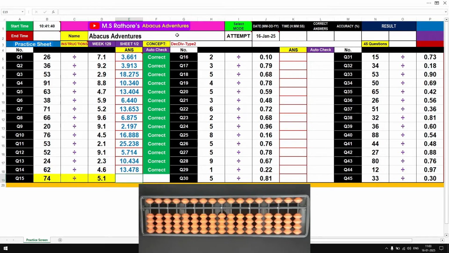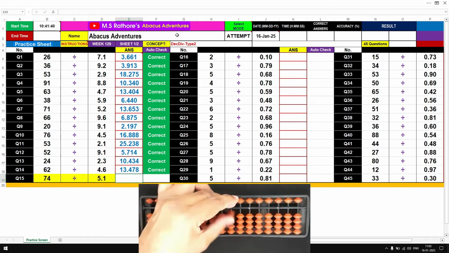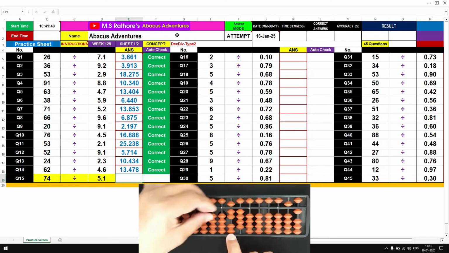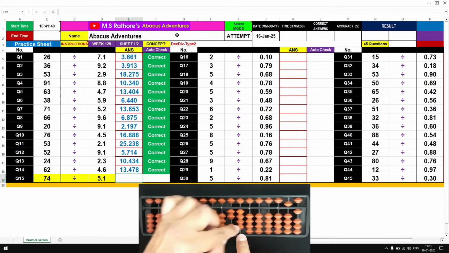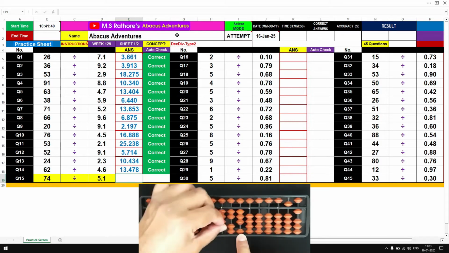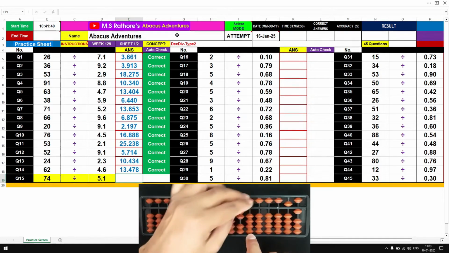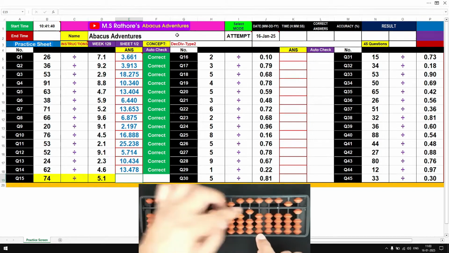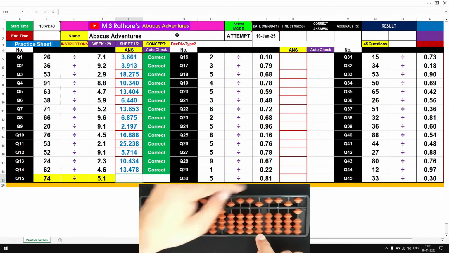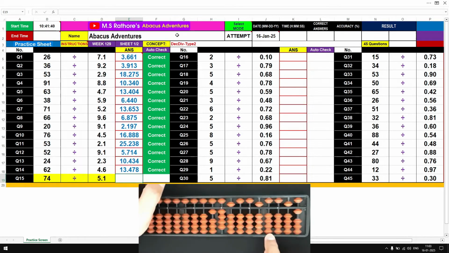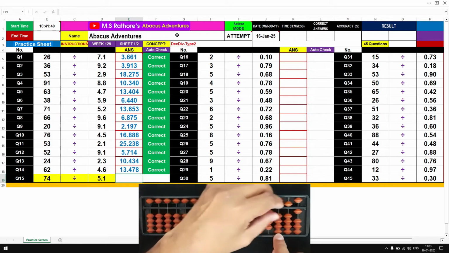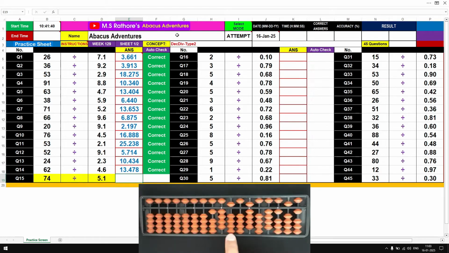Question number 15, 74 divided by 5.1, 74 divided by 51, my finger is below 7, 5 1s are minus 5, 1 1s are minus 1, 5 4s are 20, 1 4s are minus 4, 5 5s are 25, 1 5s are minus 5, 5 zeros are 0, 1 zeros are 0, new value is 50 now, 5 9s are 45, 1 9s are minus 9, and the answer is 14.509.